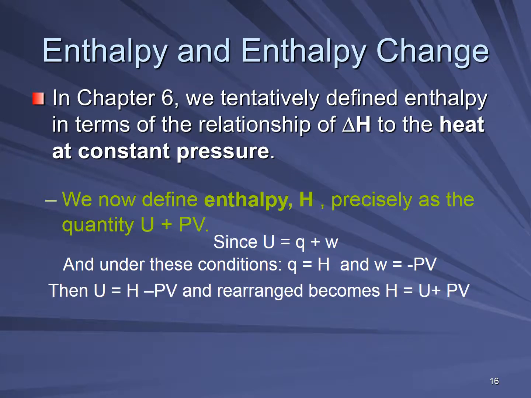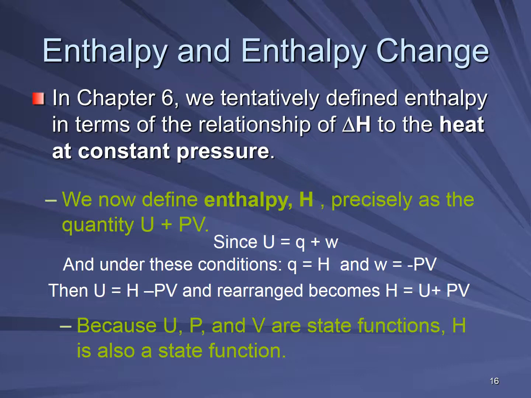So U equals H minus PV. If you rearrange this equation, we find that H equals U plus PV. This is just a new definition, and like we've talked about earlier, delta H equals delta U plus P delta V is very much more useful, because it's really hard to measure one of these quantities without looking at changes in that quantity. So the deltas are much more important. Because U, P, and V are all state functions, H is also a state function.